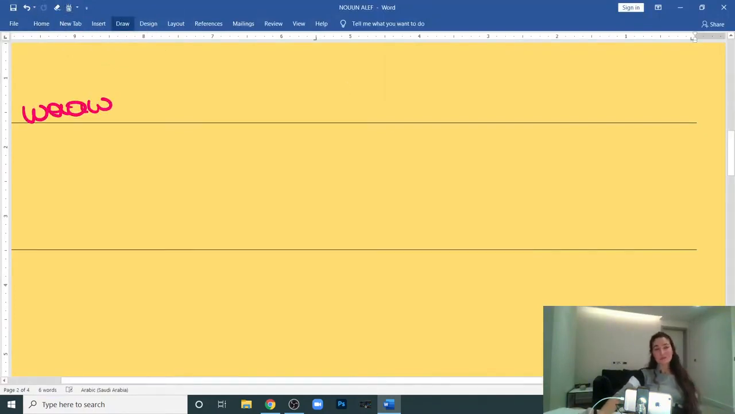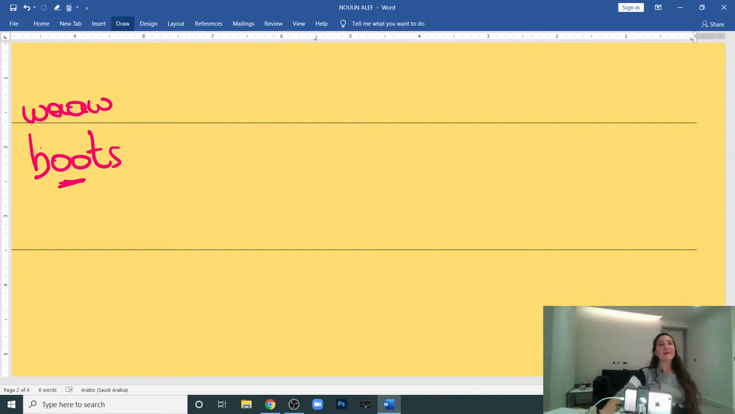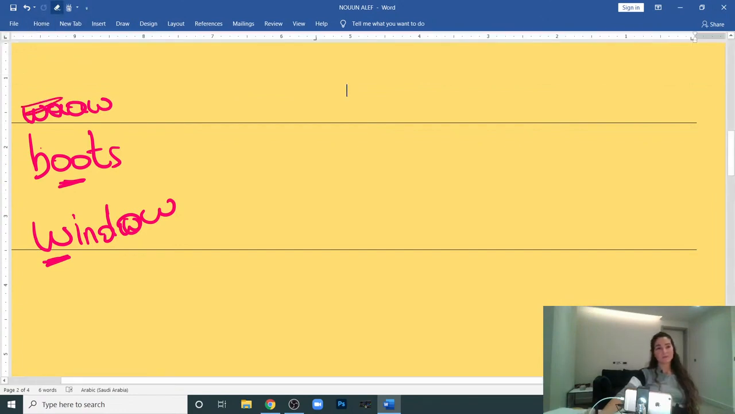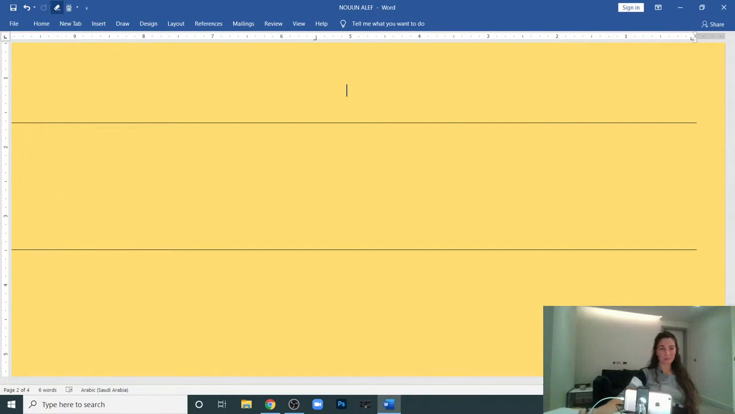And it also has two sounds. It can be boots, as in oo, okay? And it can be window, window. So the sound is like the W in English or the oo in English. Boots or window. Write these words as well, so you don't forget. Wow sounds like a oo or a W. It depends on the word. As I say, the more words you know, the more you can guess how to pronounce it.